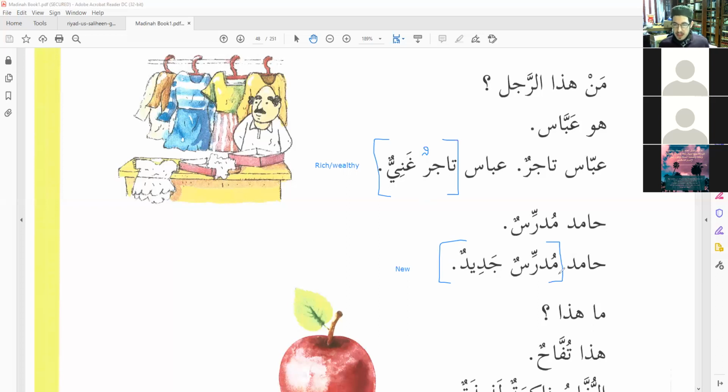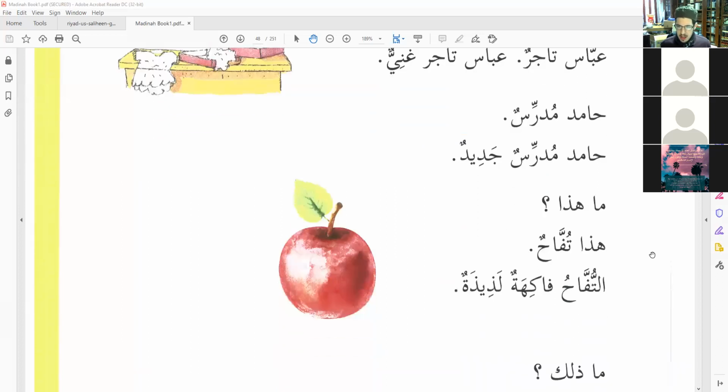And we have a very similar thing here with mudarrisun jadidun. They agree in all those 4 things. And in these 2 examples, they are both part of the khabar, right? Abbas is the mubtada and tajirun ghaniyun is the khabar, which is why they are both marfu' and why they are nakira. Good. All right, moving right along.